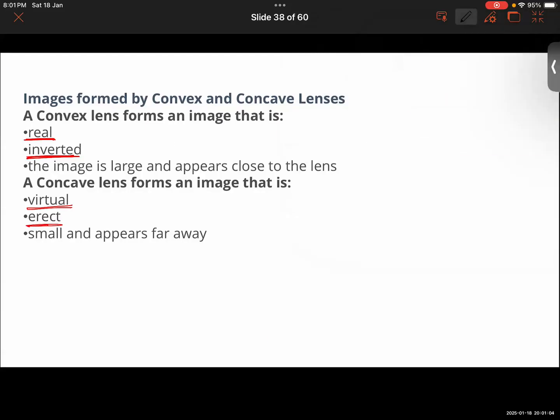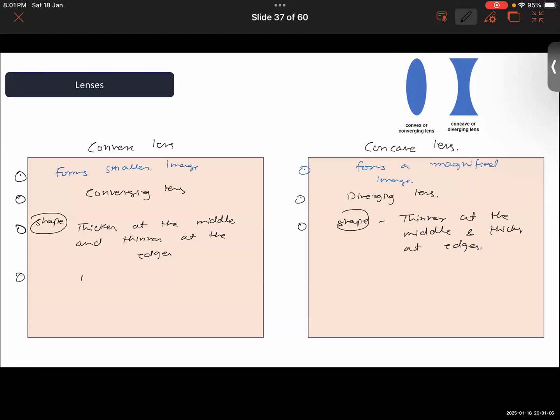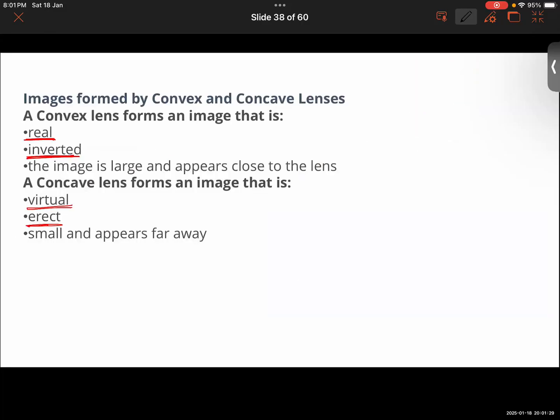So let us write that on that topic also. It forms a real and inverted image. Real and inverted image, meaning that we can obtain it on a screen and it will be inverted, while the concave one will be virtual and erect. Exactly, virtual and upright, or basically erect. So these are the differences between the two types of lenses which we have discussed over here.